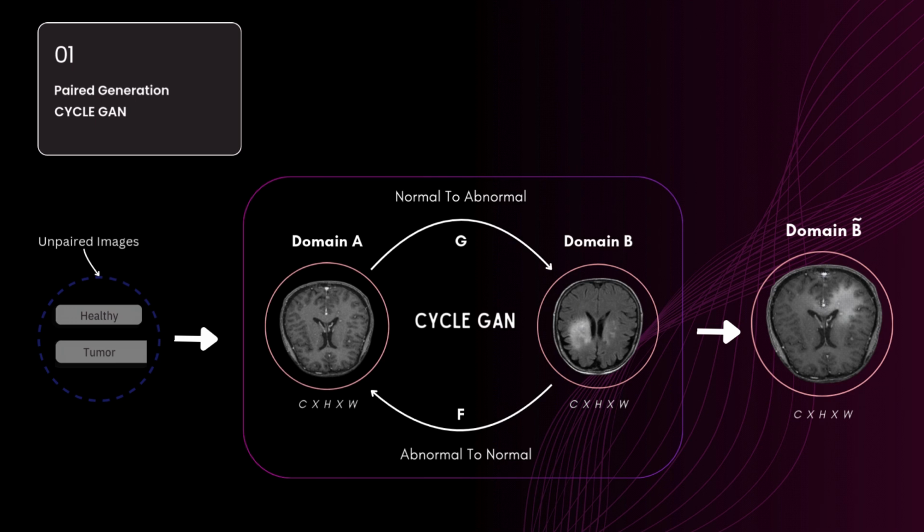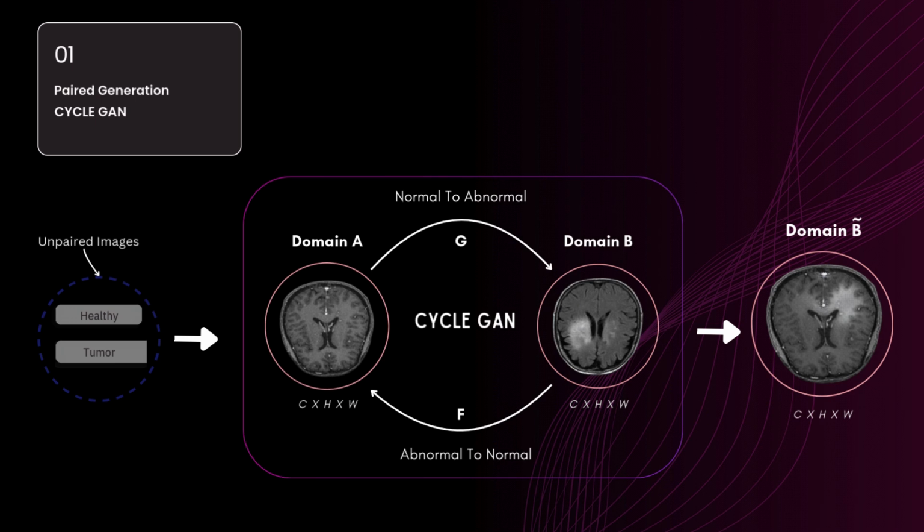Now, how do we do this? In CycleGAN, we have two domains, as you can see in the diagram: healthy and tumor. We aim to learn the features of one domain and transfer them to the other. For example, we learn features of tumor regions from tumor scans and generate tumor textures on the healthy scans, thereby generating paired data. It works on a simple architecture: generator and discriminator.